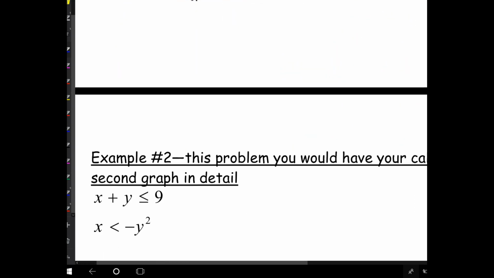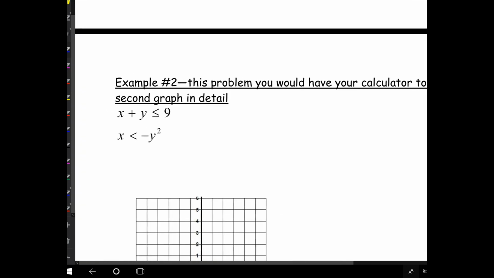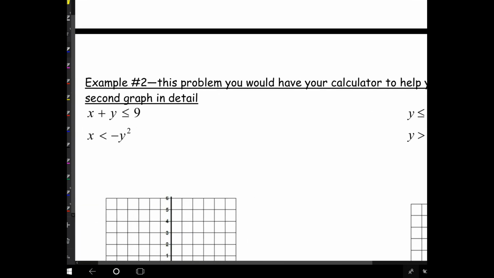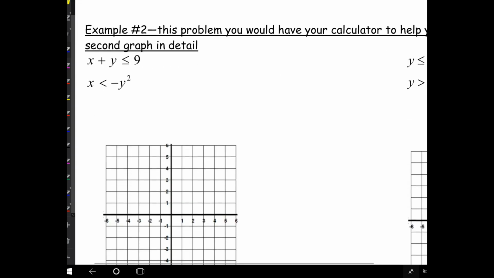All right, let's flip to the next one. Example 2. Now, some of these problems you might need to use your calculator just if it's not a graph that we've learned in the past. Keenan, question? Yes. All right, so taking a look at this first graph, do we know how to graph x plus y is less than or equal to 9? Yeah, what type of graph should it make? A line, good. So we would just solve for y. We'd have y is less than or equal to negative x plus 9.